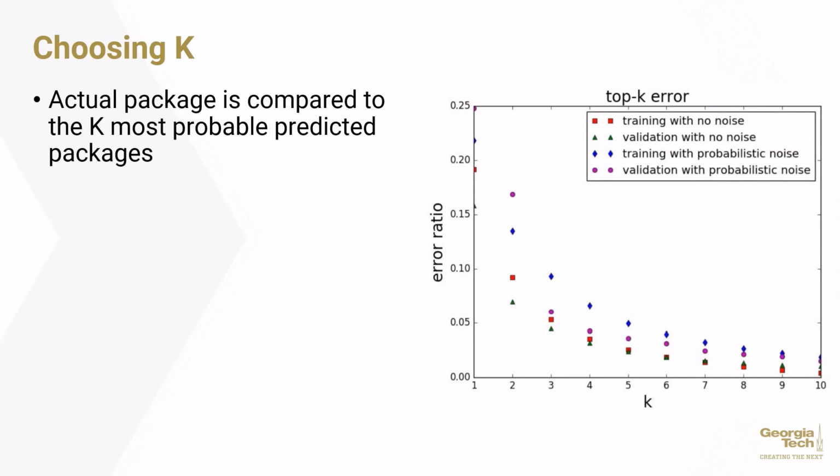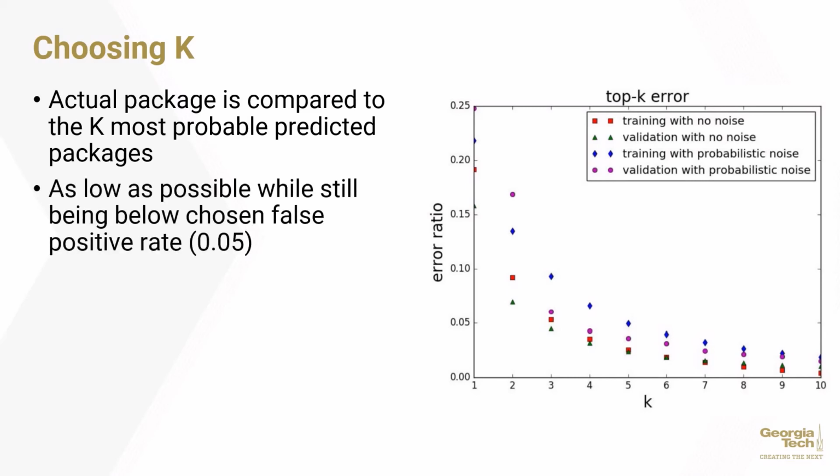And then the PID parameters were split into 32 different clusters. So let's talk about choosing a value of K for the time series level of the intrusion detection framework. So again, K is the number of most probable predicted packages that the actual package is going to be compared to. And if the actual package is not part of those K most probable predicted packages, it's considered to be an anomaly. So we choose that value of K by plotting the validation error for increasing values of K. And we want to choose a value of K that is as low as possible while still achieving an acceptable false positive rate, which in this case is 0.05.